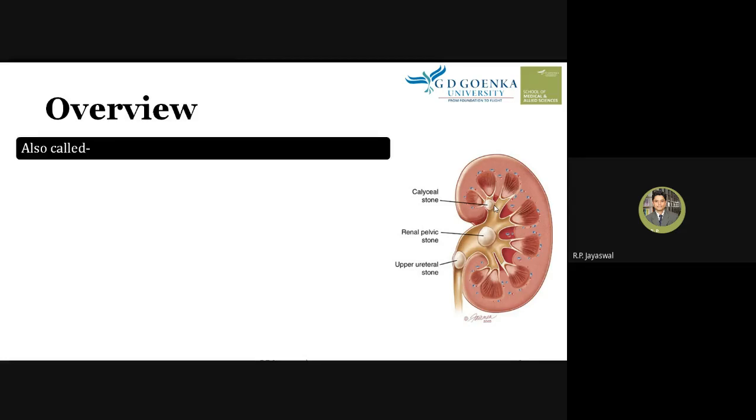Now, an overview of urolithiasis. Urolithiasis is also called urinary calculosis or nephrolithiasis. So urolithiasis is known by two different medical terms: the first, urinary calculosis, and the second, nephrolithiasis. Both of them define a kidney stone. Okay, urolithiasis, urinary calculosis, nephrolithiasis.